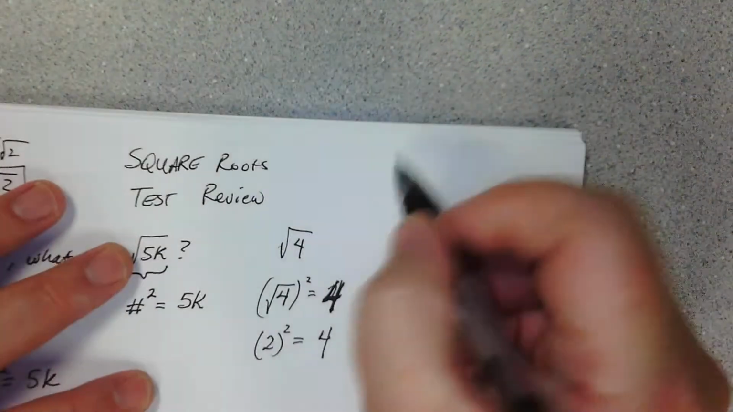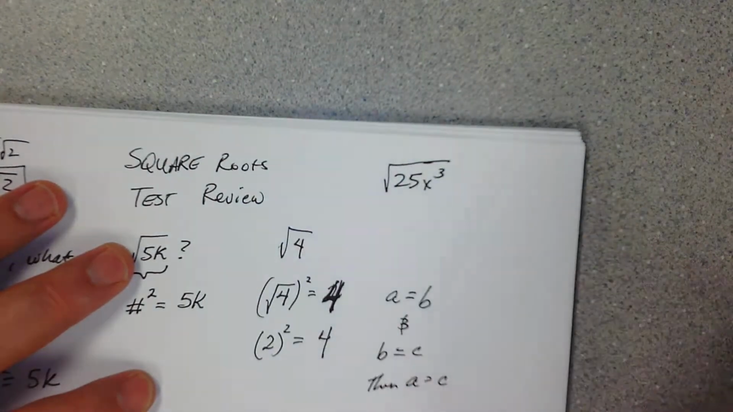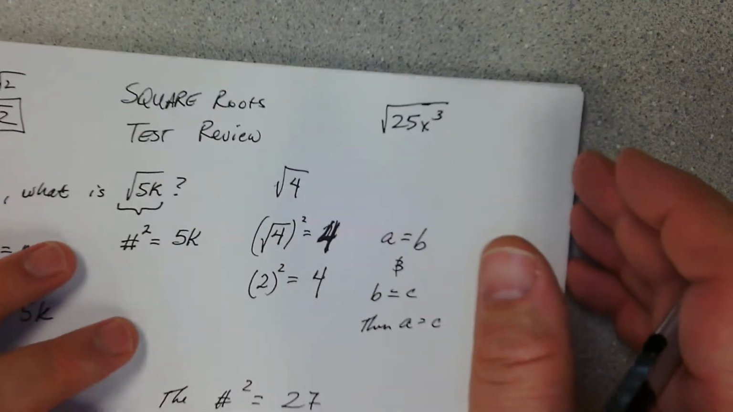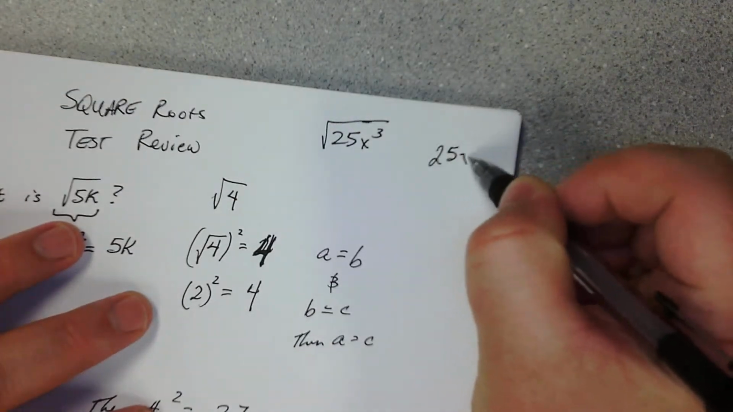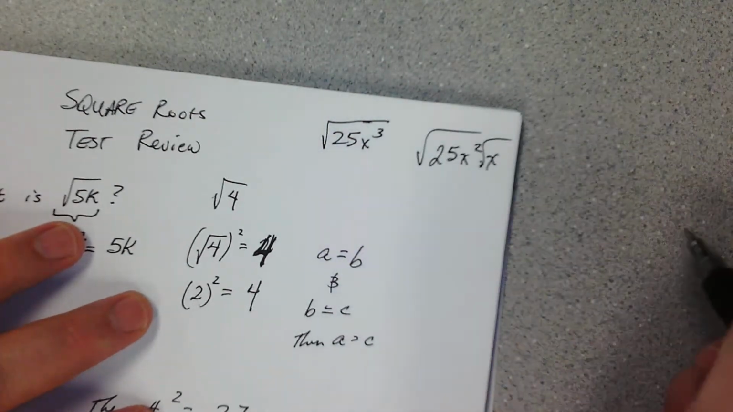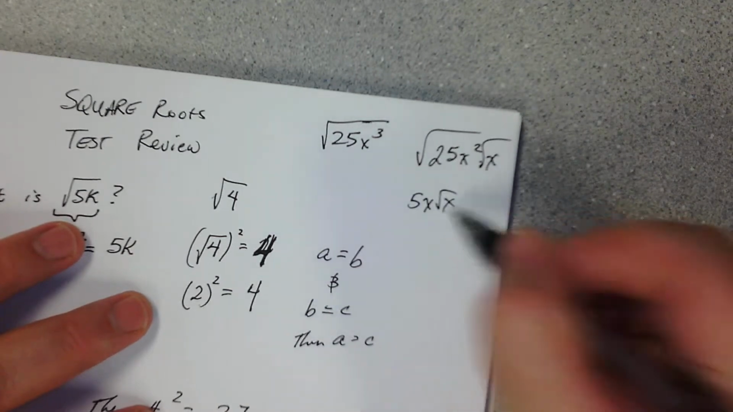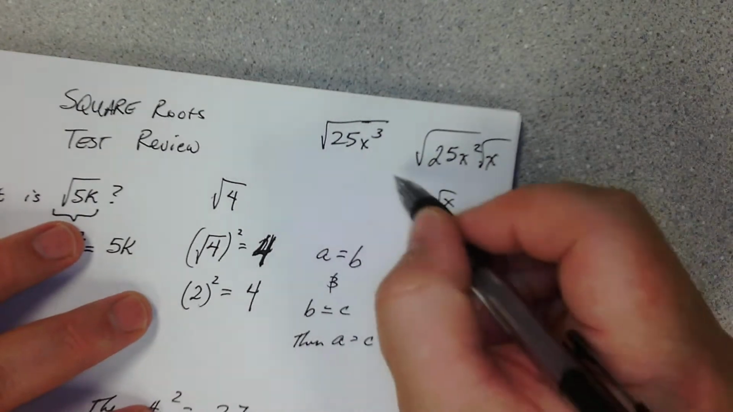All right, what about the square root of 25x cubed? Well, the radicand is 25x cubed. We need to factor that and find the largest square number. Well, 25 is a square number. x squared is a square times x. That's what it would be. The square root of 25 is 5. The square root of x squared is x. Boom, done. And that's true. This and this are equal. Those two things are equal.